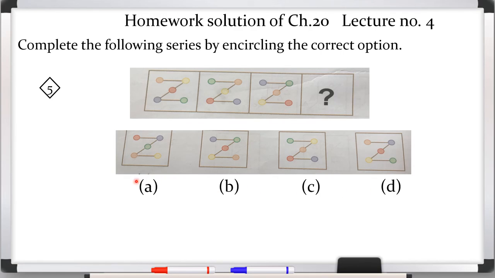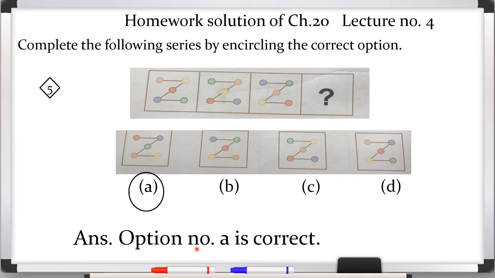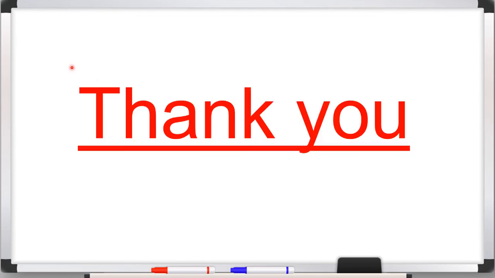So let's see in which option the yellow color is at the right hand side, and it is in option number A. So here we will circle this option number A, and here we will write the answer that option number A is correct. You can take any color, and by using that color you can see the changes and find out the correct option. Your answer should be A. Okay. Thank you.